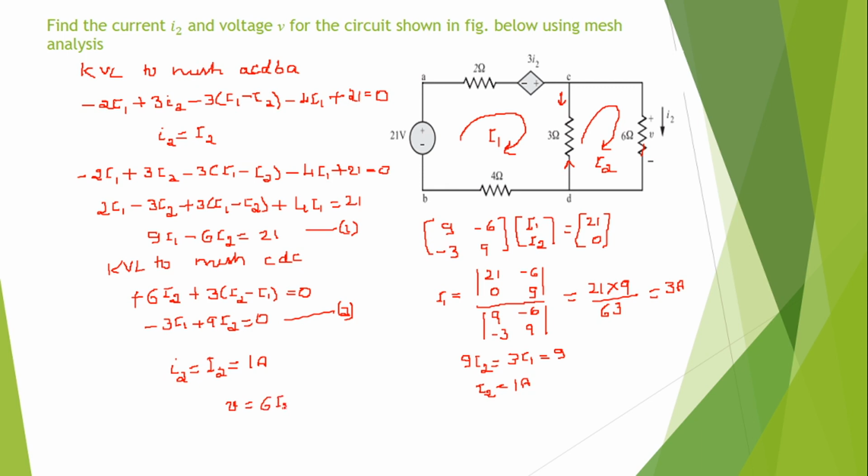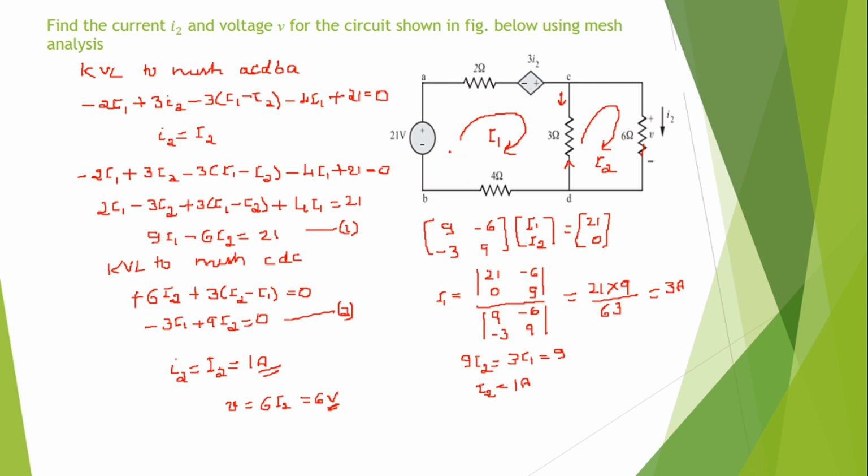6 I2 is positive, because the path direction and current direction are opposite. When the path direction and current direction are opposite, it is plus Ri. So plus 6 into I2, that is equal to 6 volt. In this way we have calculated the required parameters, current I2 and voltage V, in the given circuit using mesh current analysis.